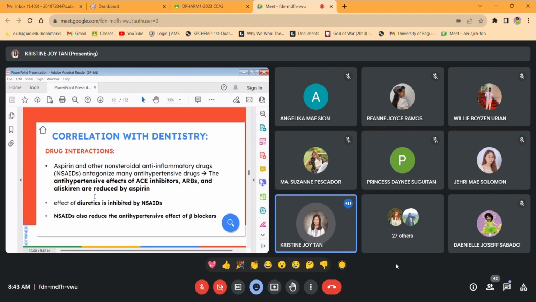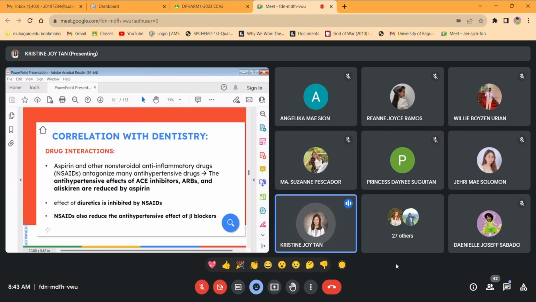So, kadalasan kailangan nila diuretics to prevent formation of edema. Edema sa lungs, ganyan. Tapos, nag-prescribe kayo ng NSAID. Yun pala, na-inhibit yung effect ng diuretics. So, nagkaroon ulit ng edema formation yung patient or formation of effusion, ganyan.